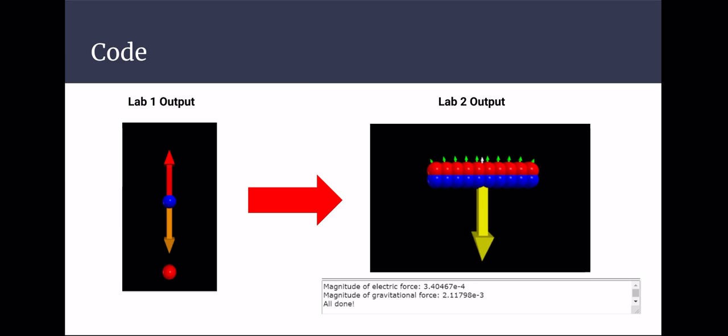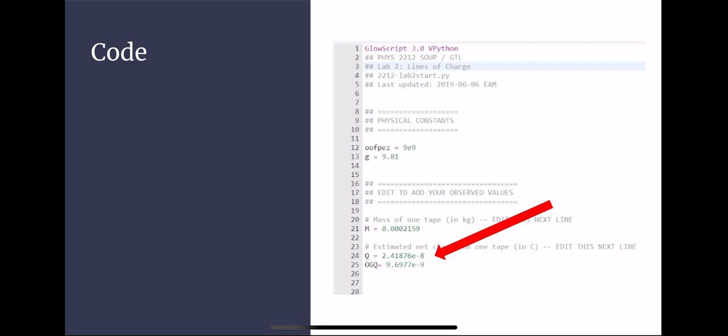Thus, the first step I took to set up this model for Lab 2 was to increase the value of Q so that the forces would be in equilibrium again. And after trial and error of adjusting this value, I was able to get a Q value that balanced the forces of about 2.42 times 10 to the negative 8th coulombs, as labeled by the red arrow, and the original value for Q from Lab 1 is listed below this new value. The new value is about 2.5 times greater than the original value.